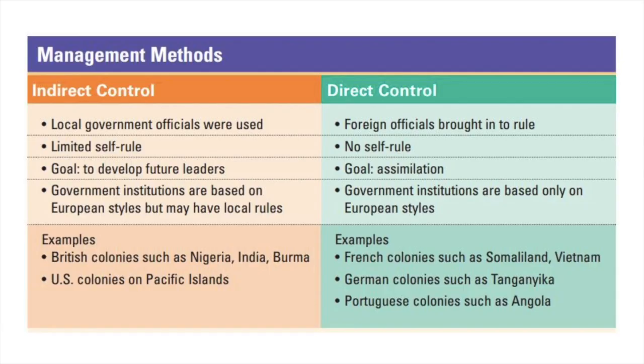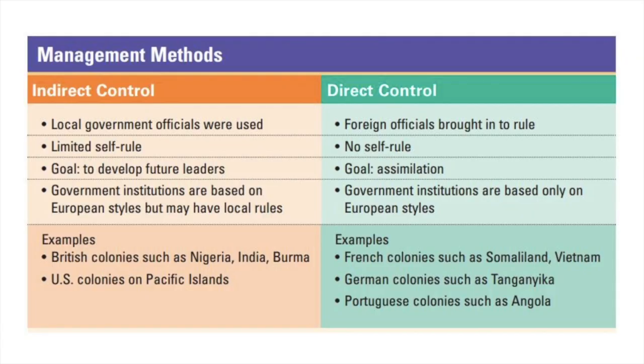So just a little big picture, right? Indirect control is some ways that Europeans are going to control colonies. That means that local leaders usually get to stay in charge. There is some self-rule within these colonies, but not much. The goal of the Europeans is, though, to develop future leaders. We want to raise people up to support our colony and support our control of them in places like Nigeria, India, or Burma, or in the U.S. colonies on the Pacific Islands. Lots of indirect control is being used.